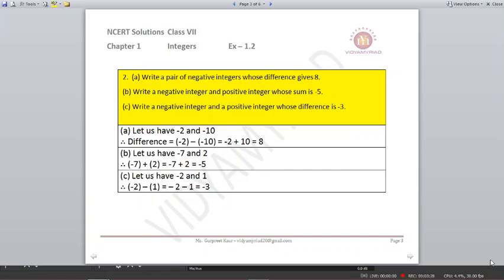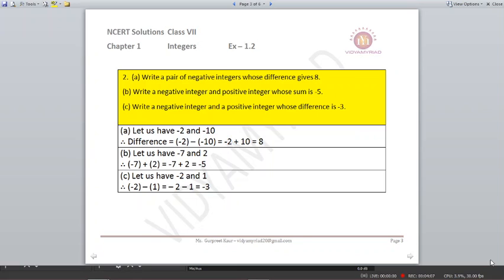Write a negative integer and a positive integer whose sum is minus 5. See, your answer should come as minus 5. So first make two brackets and in between them put a plus sign, equal to minus 5, and then think there should be one negative integer and one positive integer. Now the hint over here is the negative integer should be the bigger number. Why? Because my answer should be minus 5. The sign will always be of the bigger number. So that means I should choose a negative integer which is bigger.